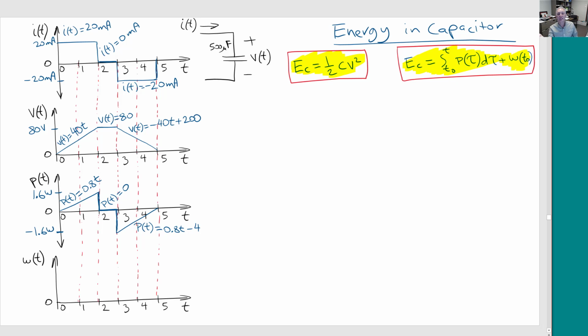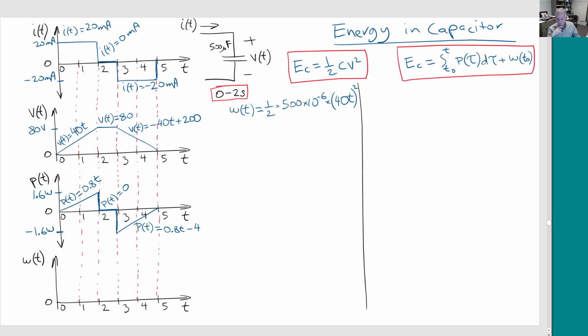I wonder which one will be easier to use. For this one, we need to know the voltage, and for this one, we need to know the power and the initial energy. So which one's easier? Let's analyze it both ways. So we're going to do the first interval. The first interval is here, 0 to 2 seconds. And what does this equation look like?